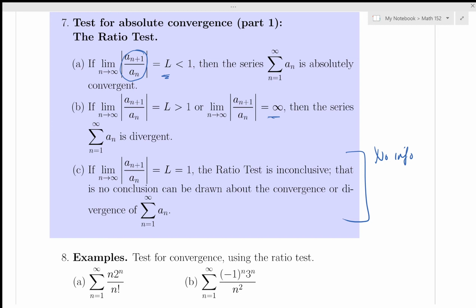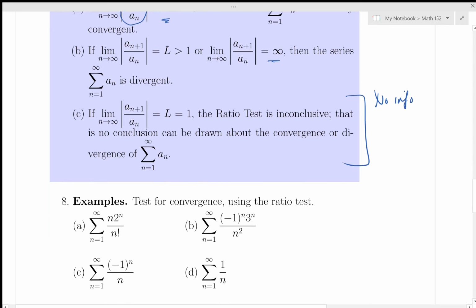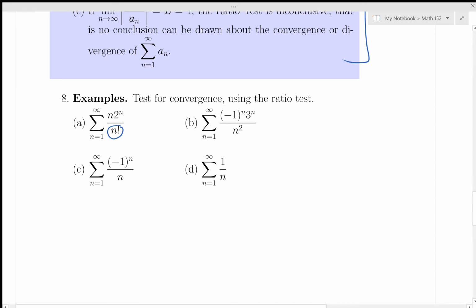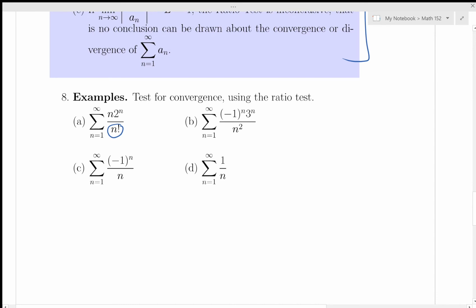Okay, so we're going to do a few examples here, testing for convergence using the ratio test, so we see how this works. The ratio test is particularly nice, I find, when you see the factorials. You'll see why when we go through these examples. So let's take a look at A, this one here.